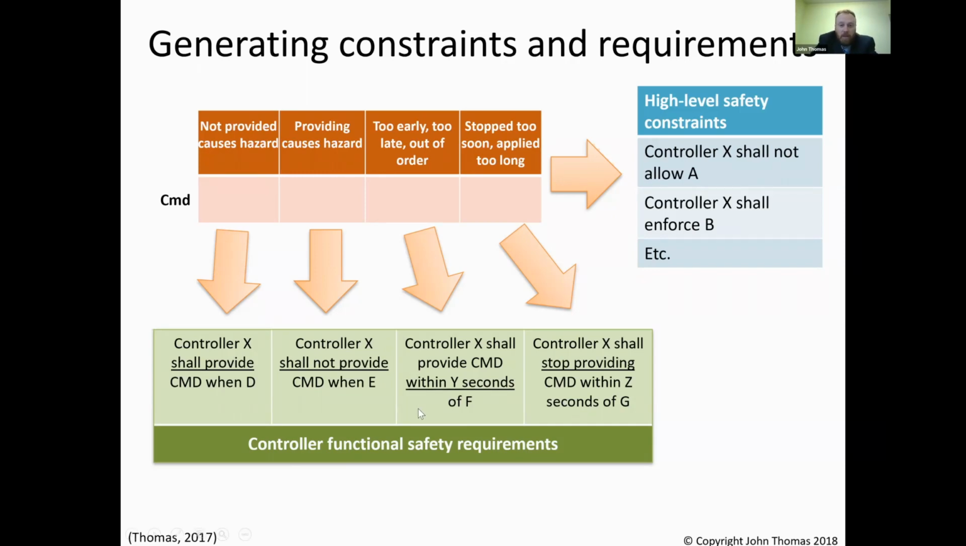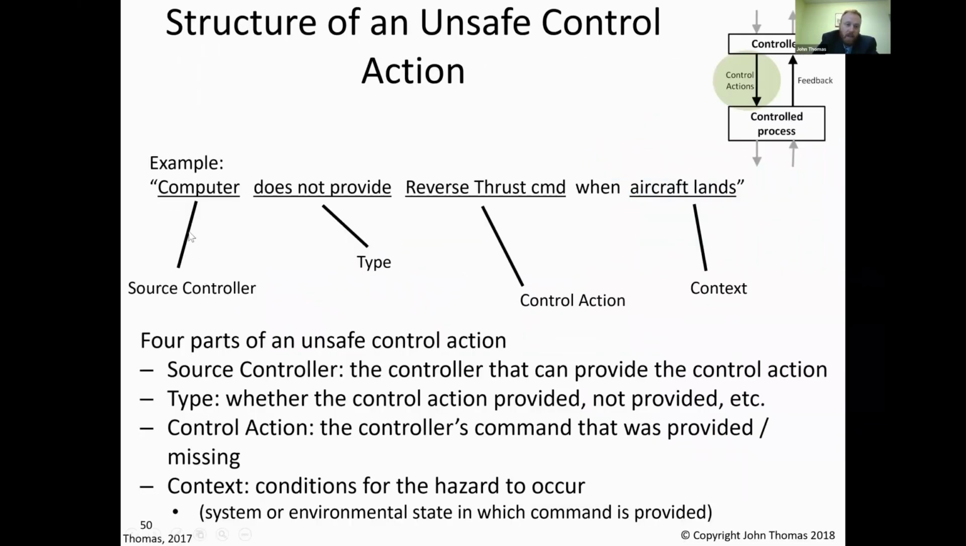But we're not done. These are just the control actions that we want to prevent. These are the ingredients of an unsafe control action. We always have a source controller, where it came from, the type, is it provided, not provided, or what, the control action itself, and then the context that makes it unsafe. This is a reverse thrust command for an aircraft. It's similar to a braking command. It's one of the mechanisms to help stop the aircraft.